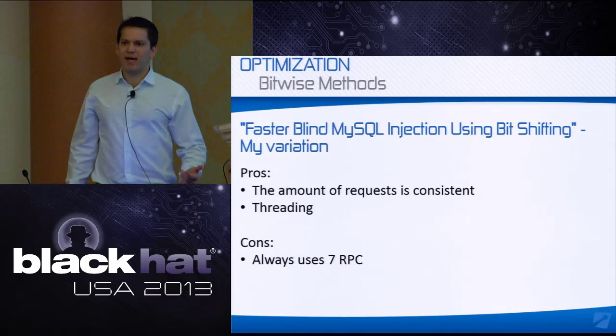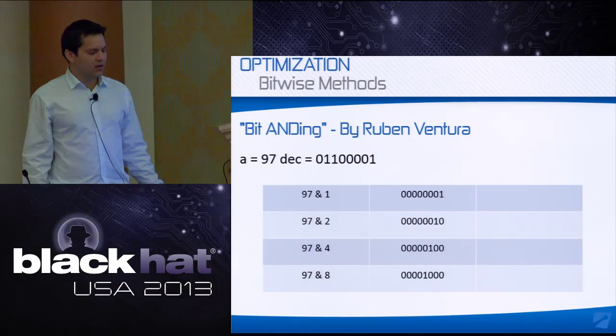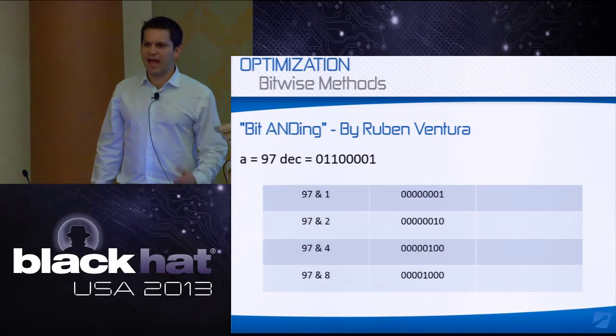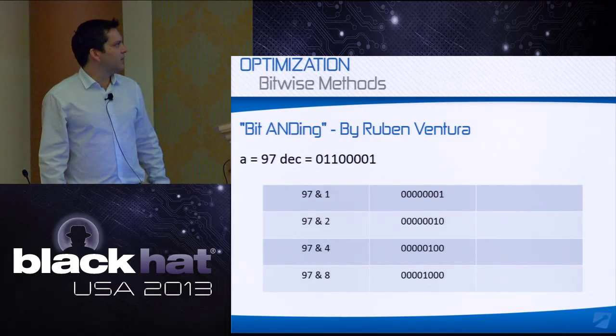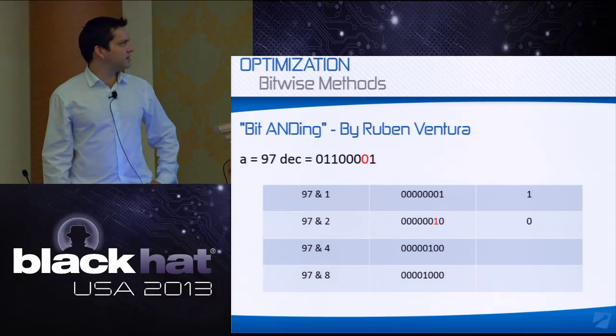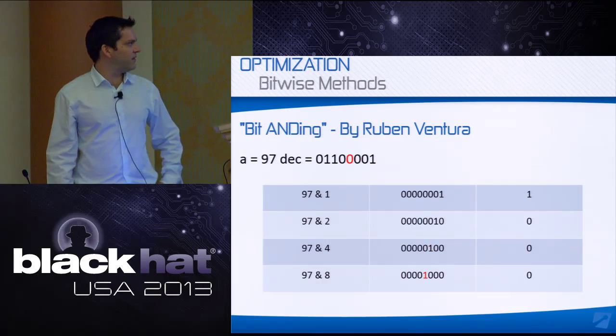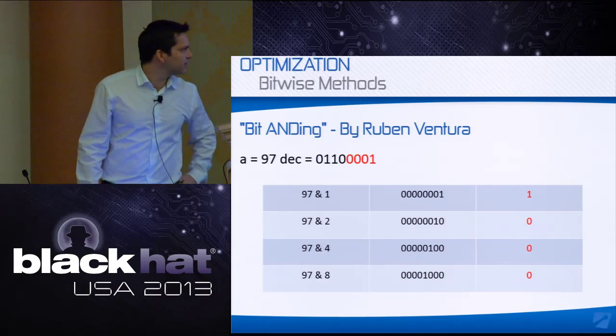All the bitwise methods have the same pros and cons. There's another bitwise method that uses ANDing instead of shifting, and it was by Ruben Ventura. Essentially, we AND the first, second, third, and fourth bits, and that essentially starts giving us the characters we're looking for.